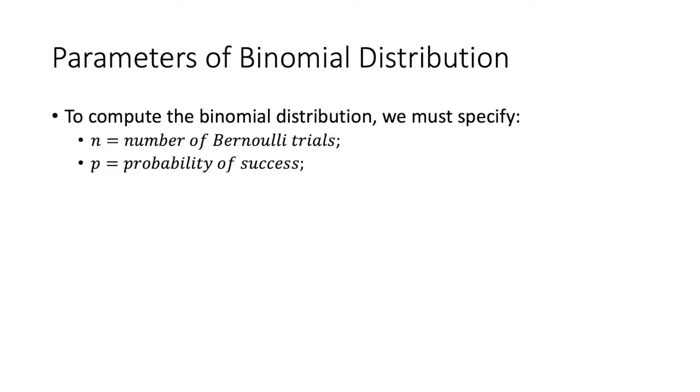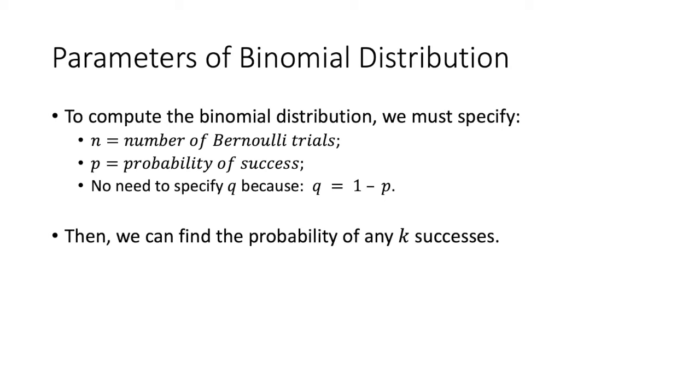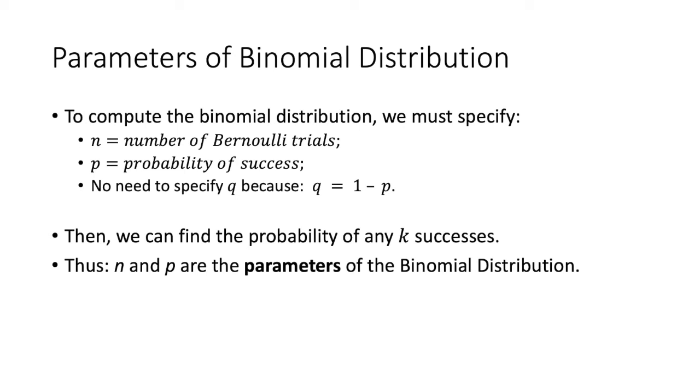We have seen that to compute the binomial distribution, we have to specify n equals the number of Bernoulli trials and p equals the probability of success. But we do not need to specify q because q equals 1 minus p. And that is because by definition, p and q sum to 1. Once we have specified this, we can find the probability of any k successes. Therefore, n and p are the parameters of the binomial distribution.